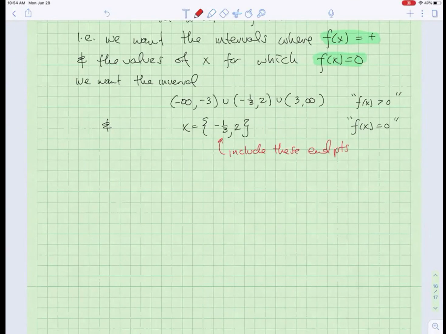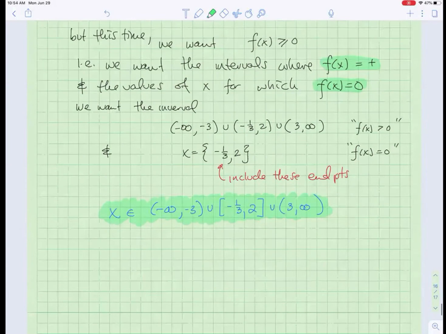So our answer is actually x is an element of negative infinity up to negative 3, not including negative 3, because f of negative 3 isn't 0, f of negative 3 is undefined. Union, we do want to include negative 1/3. We do want to include 2, because those actually make the function equal to 0. And then we don't want to include 3, but we want 3 up to infinity. And this is our final answer for this problem.